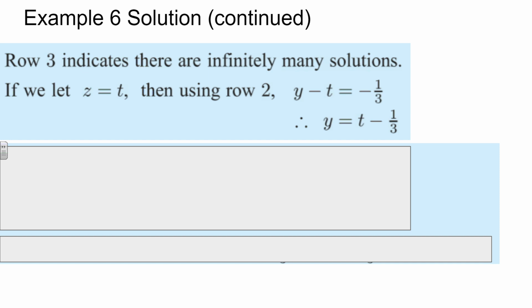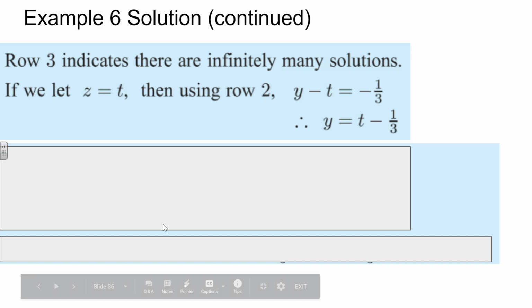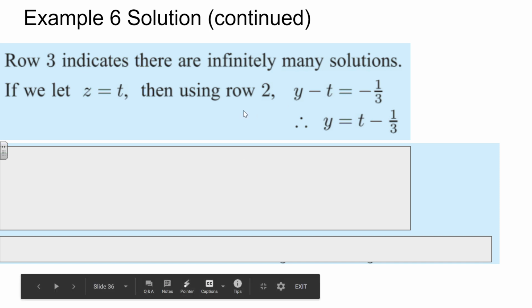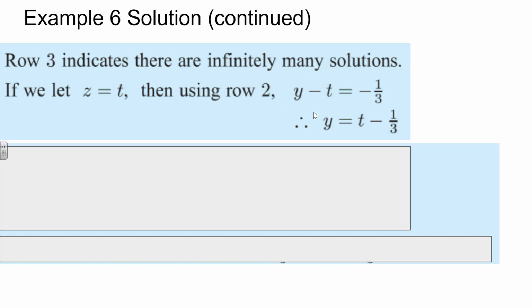We're going to start off by saying z equals t. Okay, z equals t. So we're writing our solutions in parametric form. So if I say that z equals t, and again, I could have said that y equals t. It's all up to you and how you define your parameters. So if I say z equals t, then across row 2, I have y minus t equals 1/3. Therefore, y equals t minus 1/3. So I have z equals t. I have y equals t minus 1/3.